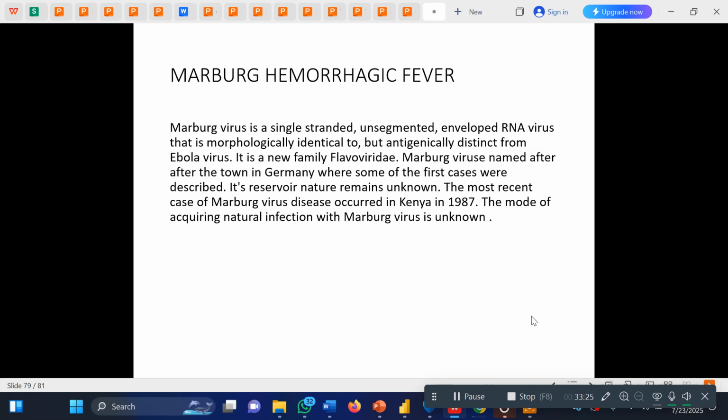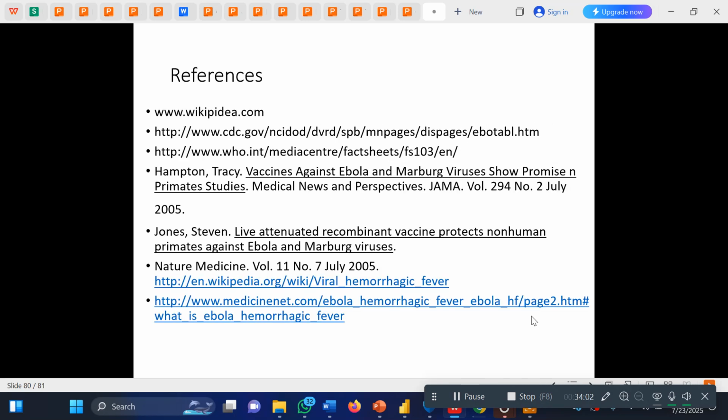Marburg hemorrhagic fever. Marburg virus is a single-stranded, unsegmented, enveloped RNA virus that is morphologically identical but antigenically distinct from Ebola virus. It's in the family Filoviridae. Marburg virus is named after the town in Germany where some of the first cases were described. Its natural reservoir remains unknown, and the most recent case of Marburg virus disease occurred in Kenya in 1987. The mode of acquiring natural infection with Marburg is unknown, and treatment is basically supportive as well.